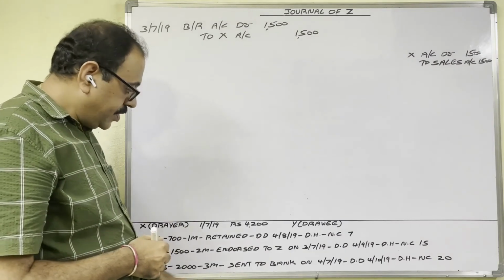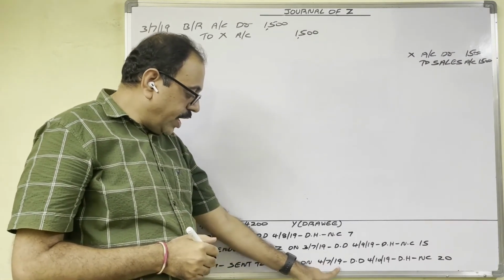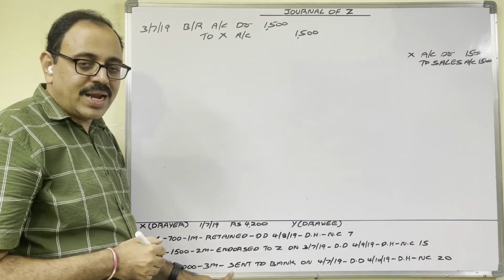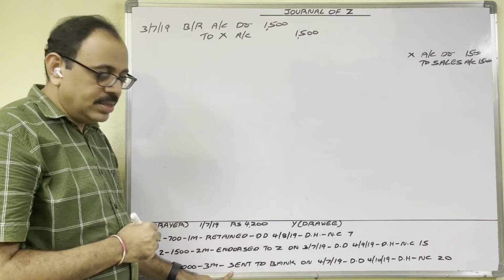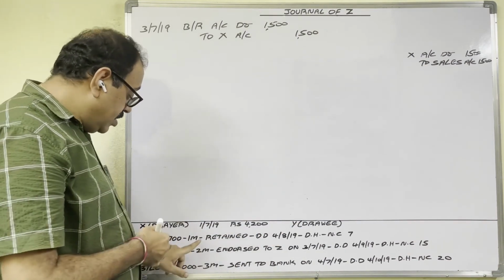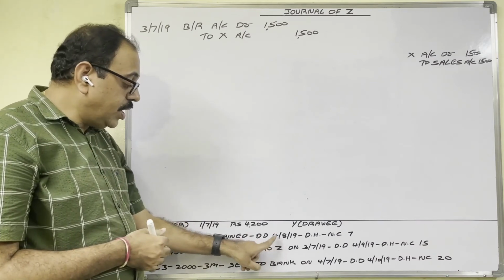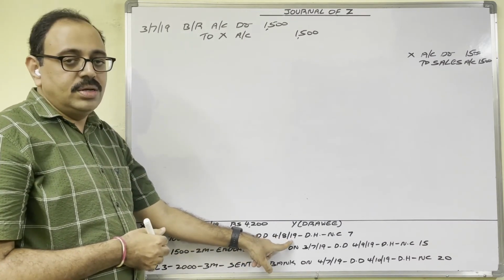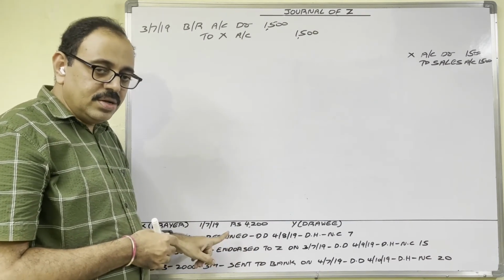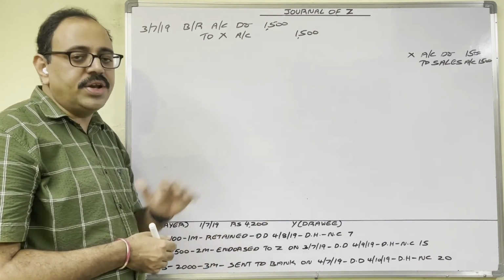Next, what happened? On 4th July 19, X sent a bill to his bank for collection. Transaction is between X and bank. In Z's books, we need not write any entry. Next, what happened? First bill was dishonored on 4th August 19. So this is a transaction between X and Y, because first bill was retained. In Z's books, we need not write any entry for that.